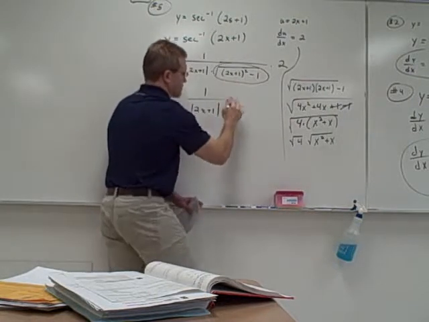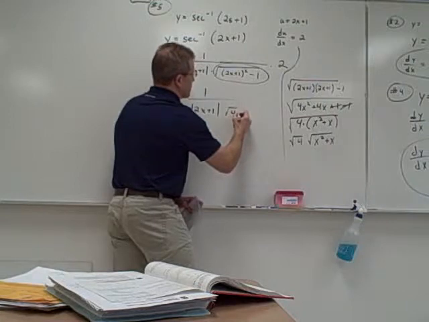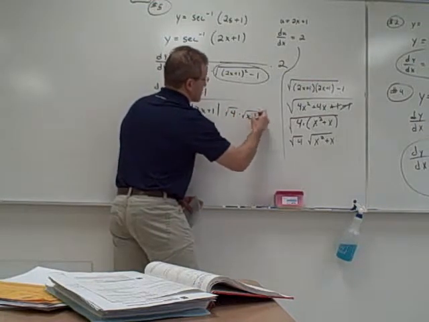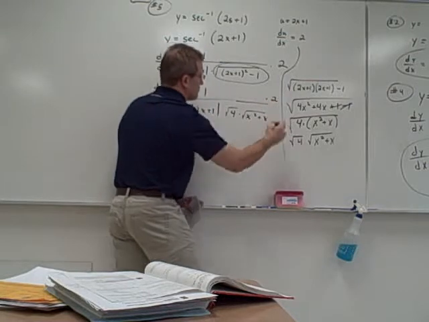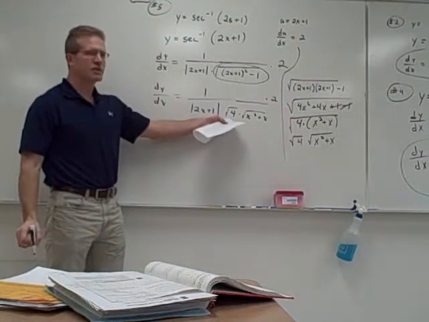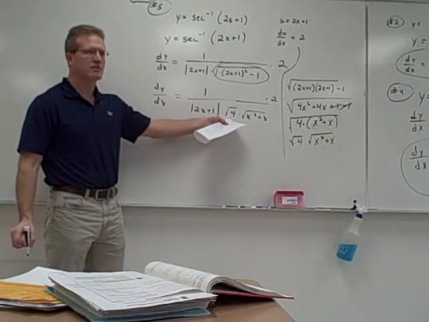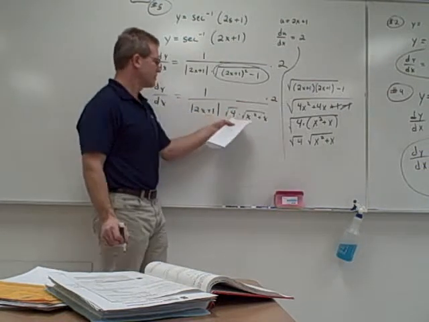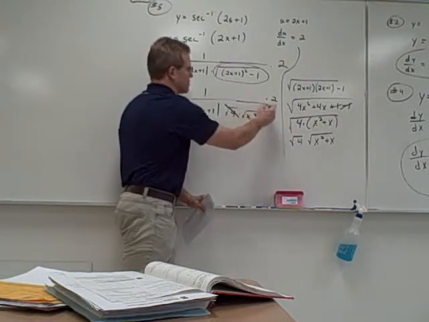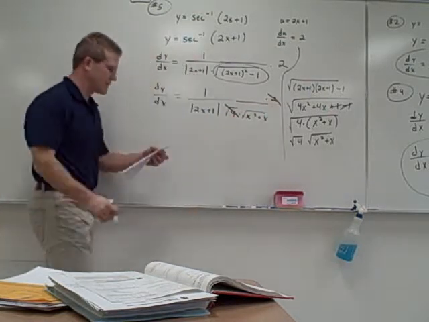I'm going to rewrite this as the square root of 4 times the square root of x squared plus x. And out here I've got to multiply by 2. So why does that square root of 4 not show up in the answer in the back? Yeah, it's 2, so it cancels out with this 2. So you're dividing by square root of 4 here, you're multiplying by square root of 4, so cancel that out. What you have left is your answer.